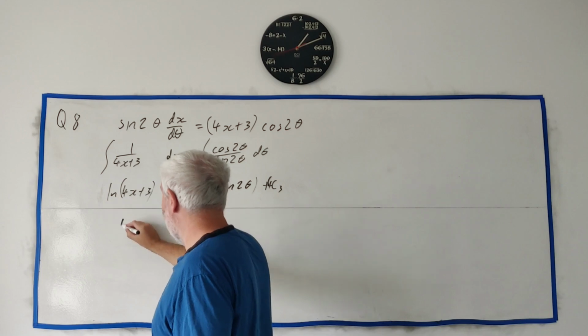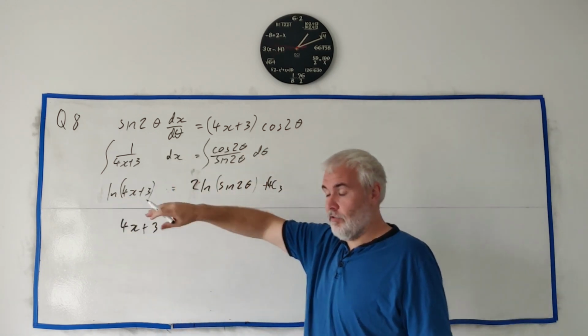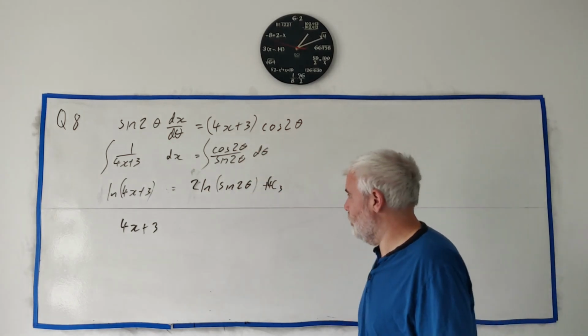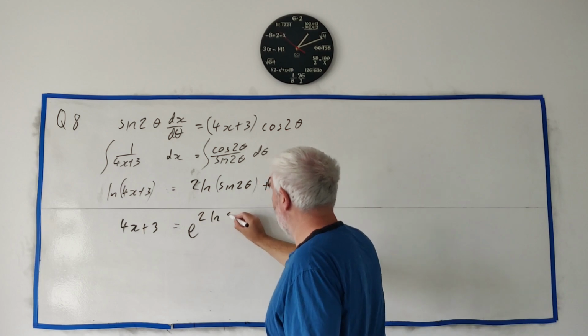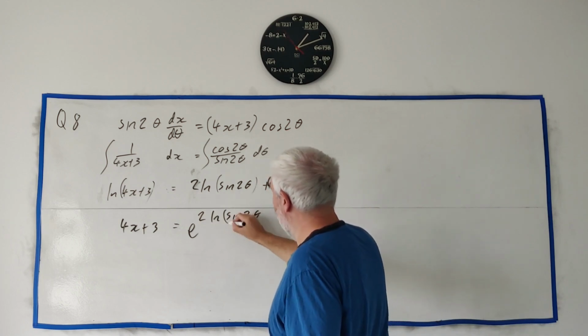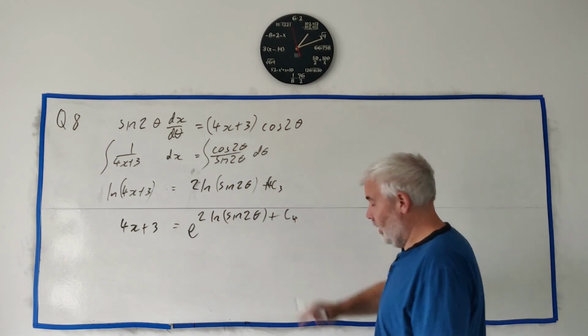So this side just gets 4x plus 3. E to the power of natural log of something just becomes that something. And this side, we have 2 natural log sine 2 theta plus, let's call this C4, a whole new constant.